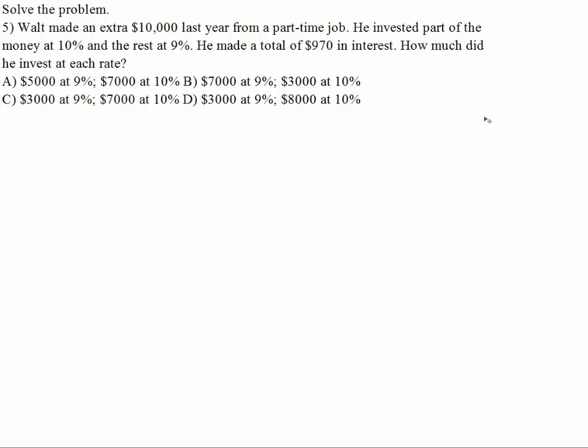This is a word problem. A lot of people look at the word problem and then skip it to move to the next one. Please don't do that. Some of these word problems look intimidating, but it's not really that hard.